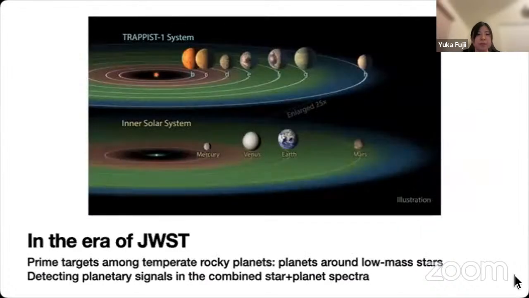Okay. Having said so, let's base our discussion on the actual recent data from JWST. Among temperate or warm, relatively cool rocky exoplanets, the main targets in the era of JWST will be those around nearest M dwarf stars, like the famous TRAPPIST-1 system. This is a very compact system around very faint, very low mass stars.